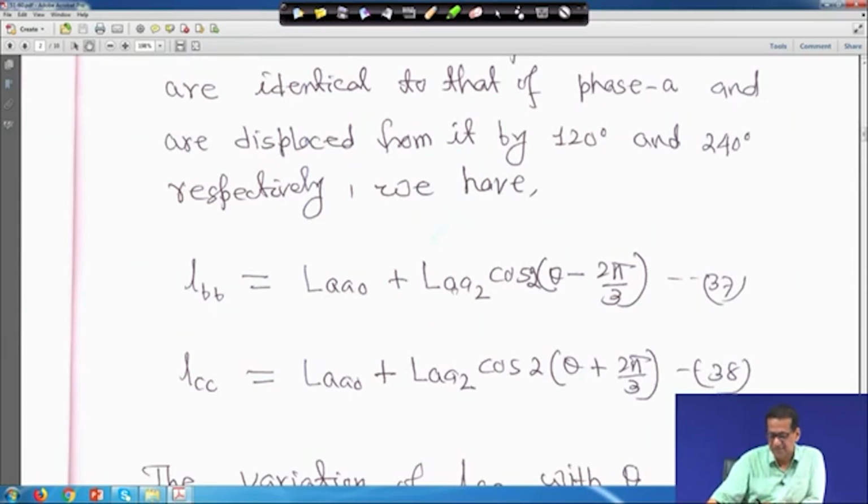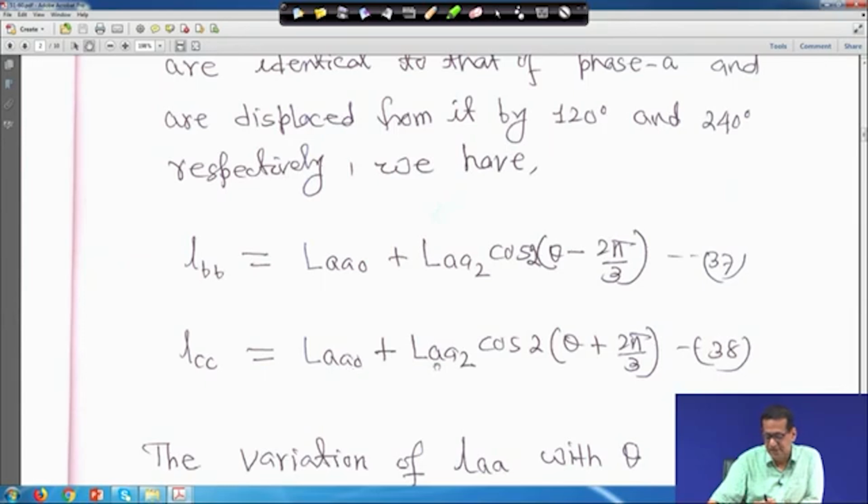Similarly, from symmetry we will not write separately for B and C, it is the same thing, because they are only 120 degrees apart, but the magnitude will remain the same. Therefore LBB will be LA0 plus LA2 cos 2 into theta minus 2 pi by 3, because 120 degrees apart. And the second one, LCC, will be LA0 plus LA2 cos 2 into theta plus 2 pi by 3. This is equation 37 and this is equation 38.